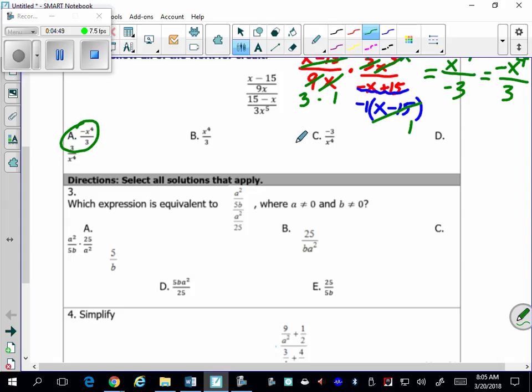Number 3, which expression is equivalent? When finding an equivalent expression, you can always take the answer choices and substitute numbers in for the letters to see which one matches up. You can do that in the calculator, store a number.